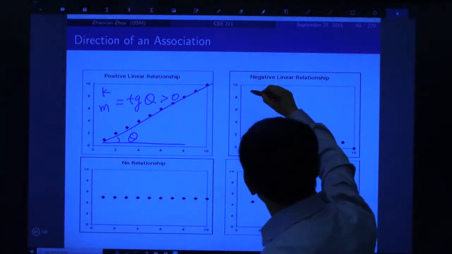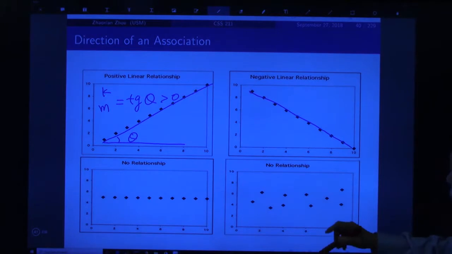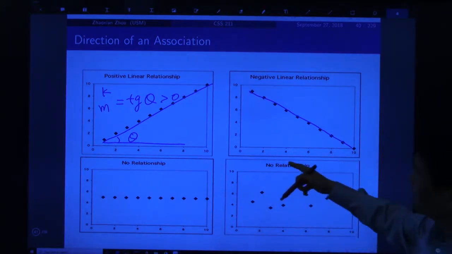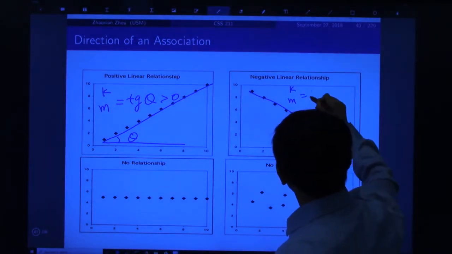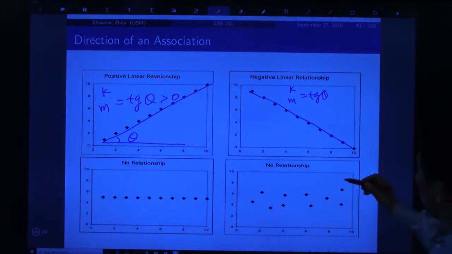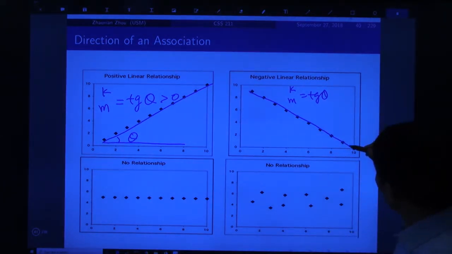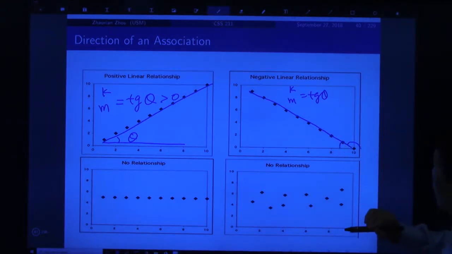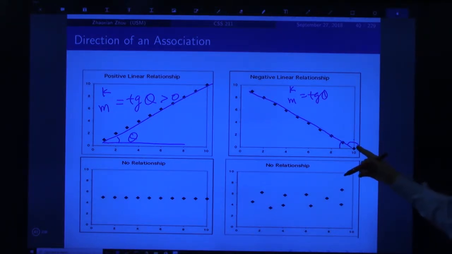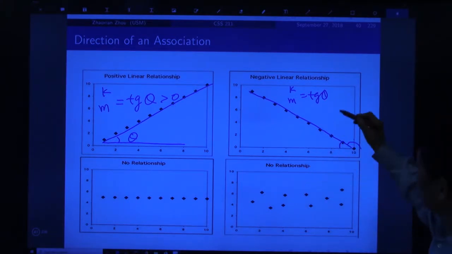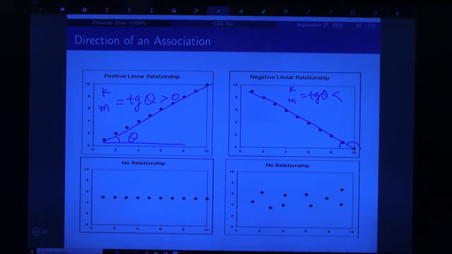Instead, if the line goes like this, that means with the increase of x, y decreases. Then this slope, k or m, is again the tangent of theta. This theta equals this angle here. We can see this big angle, or you can use this small one. This angle is between 90 degrees and 180 degrees. But anyway, this slope will be less than 0, will be negative. So this is called a negative linear relationship.